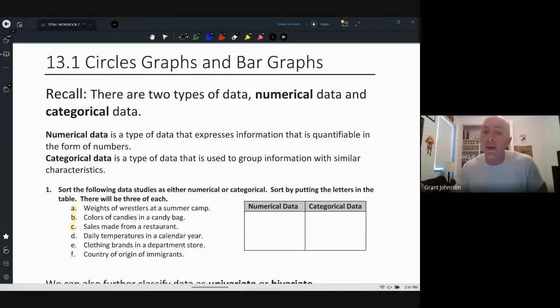In this lesson, we'll be looking at circle graphs and bar graphs, okay? So there are two types of data, numerical data and categorical data. Just as a review here, numerical data expresses information that's quantifiable in the form of numbers. Categorical data is a type of data used to group information with similar characteristics. So like in categories, qualitative data, we would say.